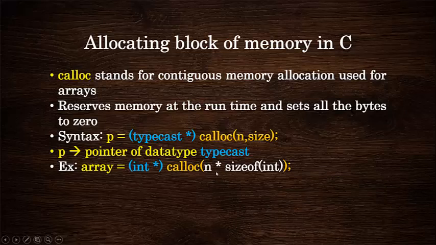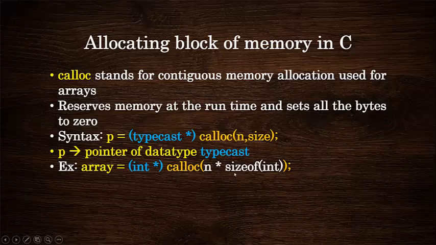So basically here it should be n comma, not n star. n indicates the number of elements, and then the size of the data type that you are trying to look for. So basically here it should be a comma, not a star. Okay, so calloc n comma sizeof integer.